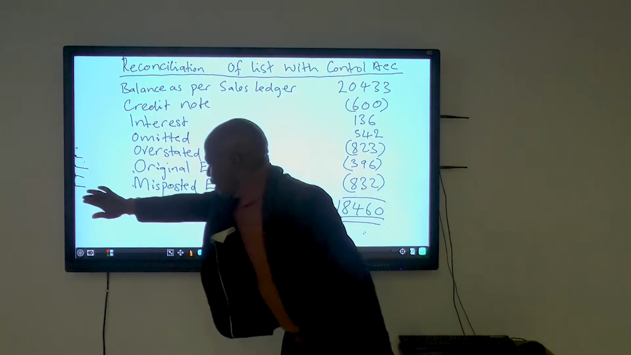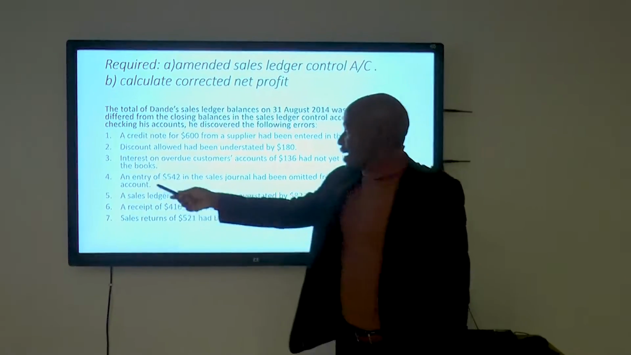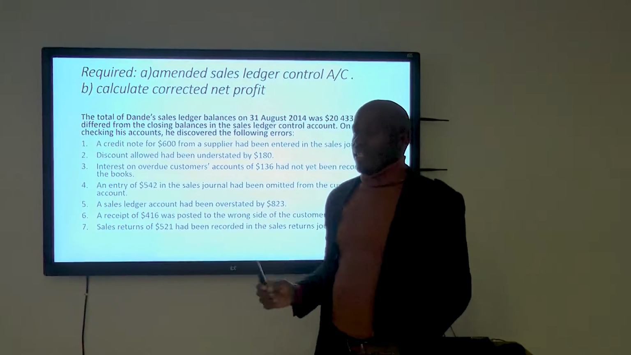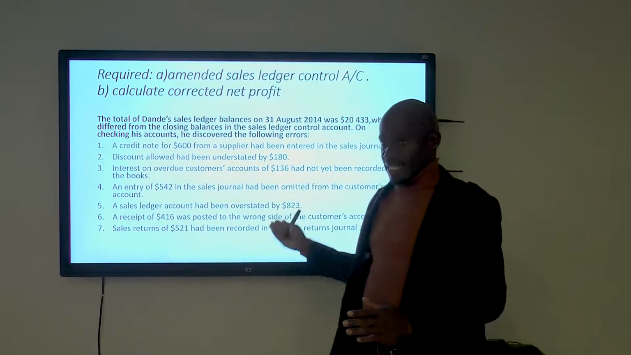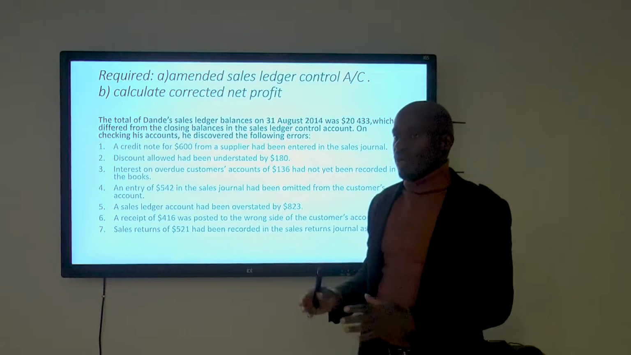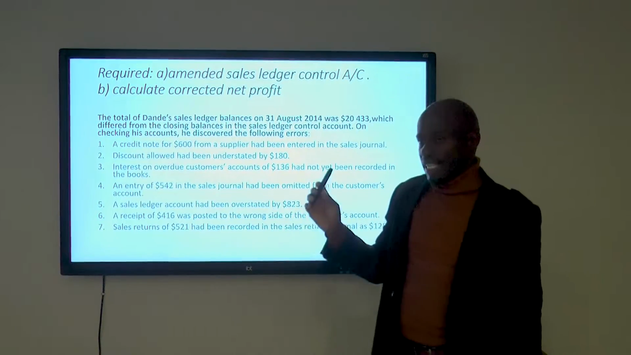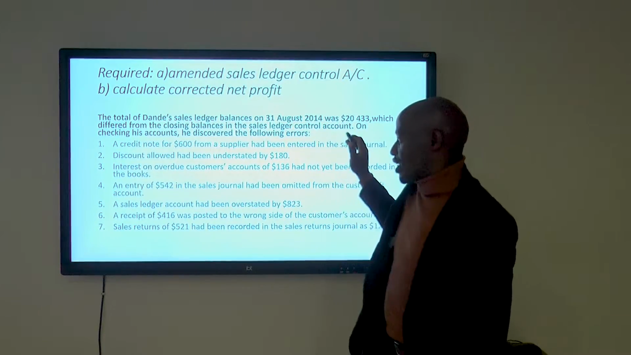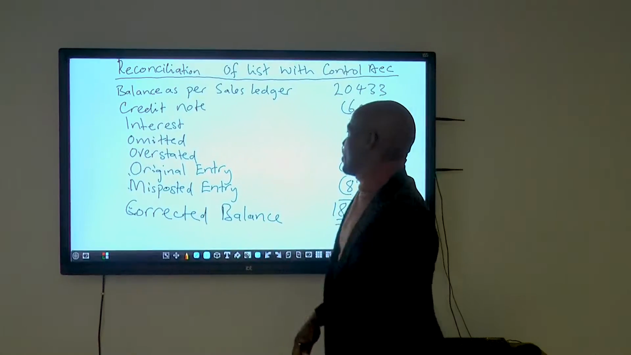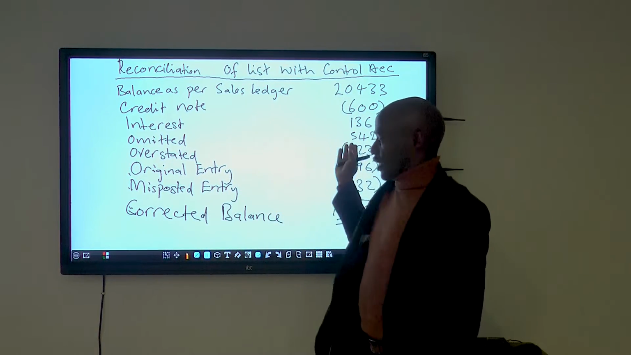Now we need to go back to our question, look at another error. So error number 2, discount allowed had been understated by $180. This is just a total which has got nothing to do with the personal account. Such an error does not affect our list of balances. Hence, we do not need to make that correction in our reconciliation statement. As you can see there, we did not include it there.